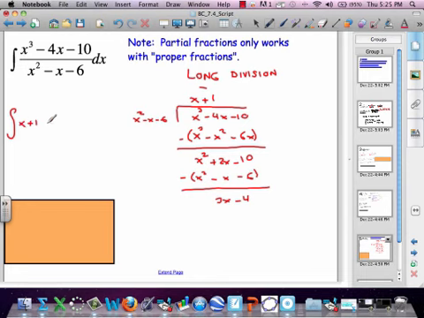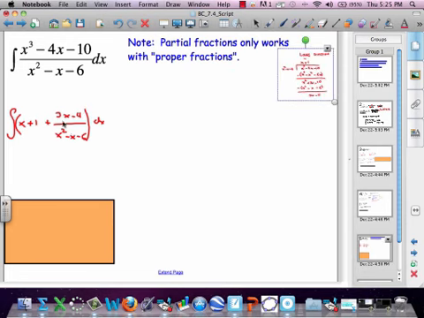And then my remainder is what? 3x minus 4 divided by what my divisor was, x squared minus x minus 6. Okay, here's my dx, and now I'm ready to go. The first two terms are easy to do, and then the last piece is going to require partial fractions. Let's go ahead and decompose this fraction right here so that we can finish the calculus part.